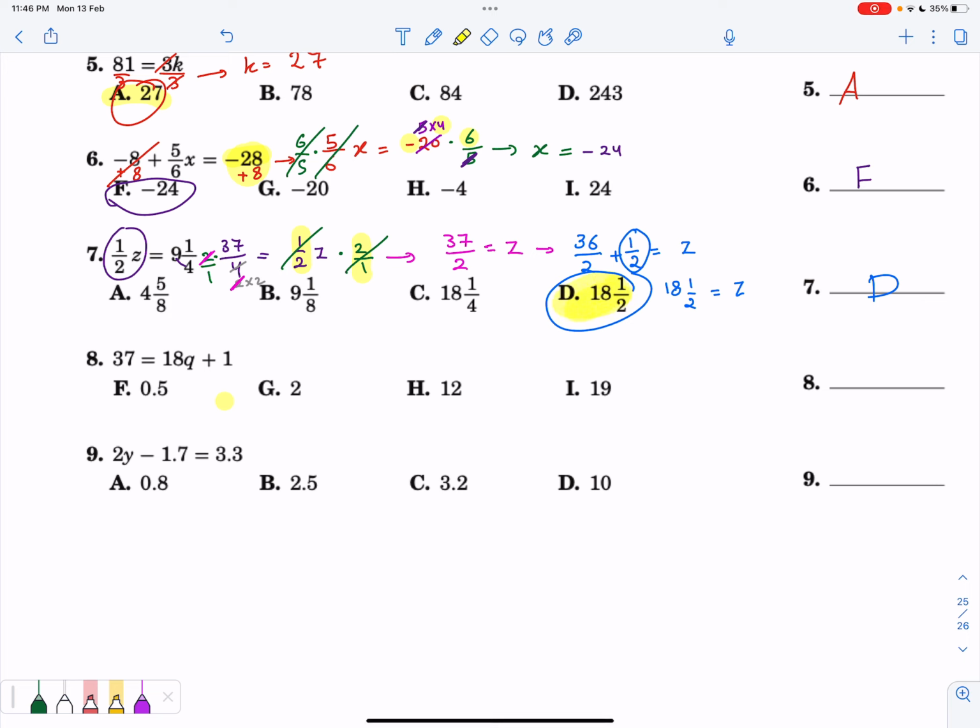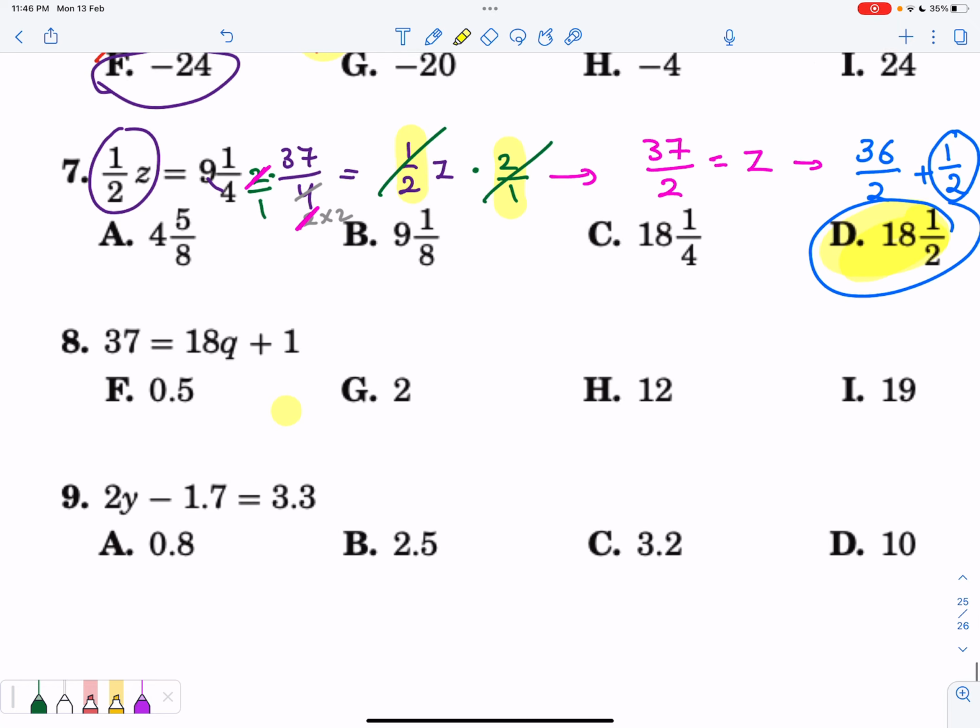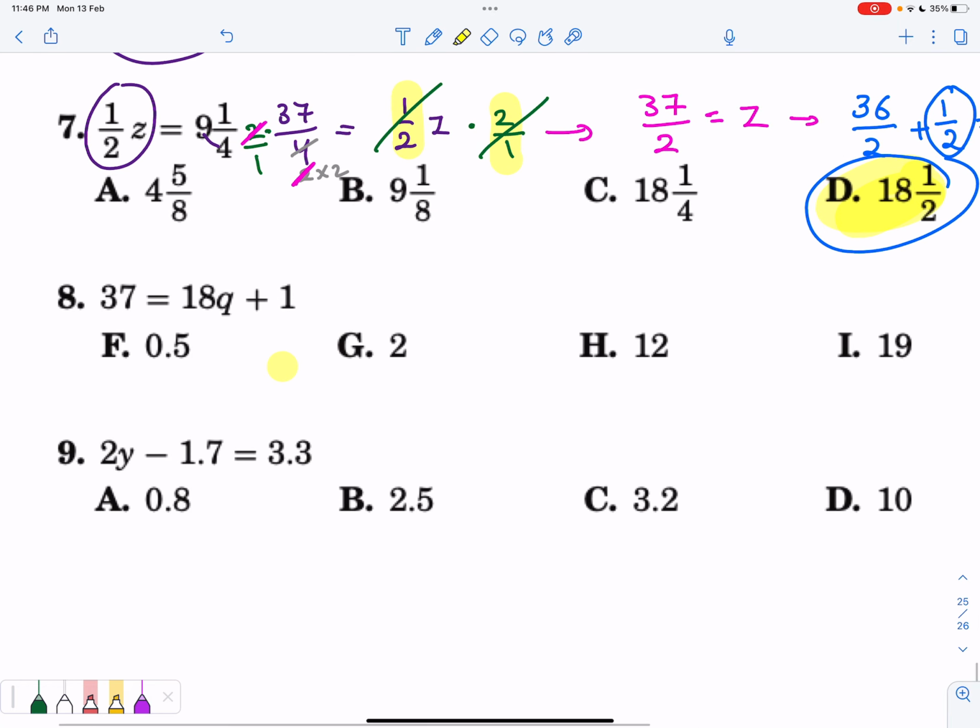Okay, now question 8, we have a 2 steps equation. We have 37 is equal to 18q plus 1. So first we undo the adding and subtracting. So I need to minus 1 from both sides. So I will get 18q is equal to 37 minus 1. This is 36. Then because the 18 is multiplied by q, I need to divide by 18 both sides.